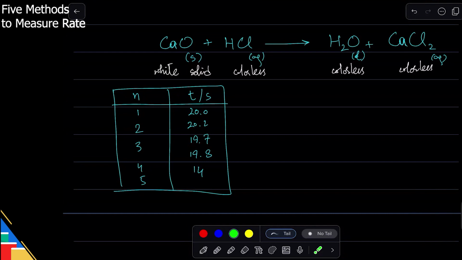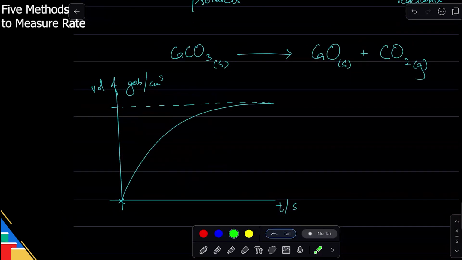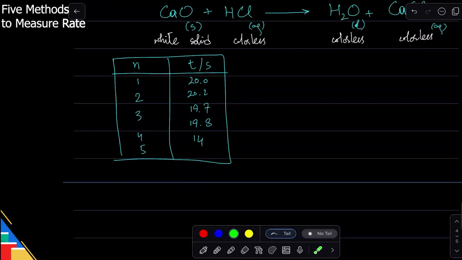So in this situation, we were just figuring out how soon does it disappear. So that is one other method of looking at the change with respect to time. Remember, all rate of reaction is change with respect to time. Here I was measuring the change in volume of gas with respect to time. Here I'm measuring the change. What's the change here? White solid disappearing. And what's the time? The time taken to do that.